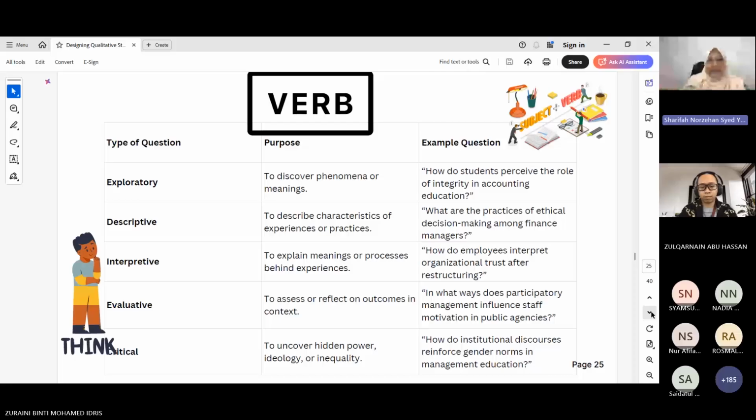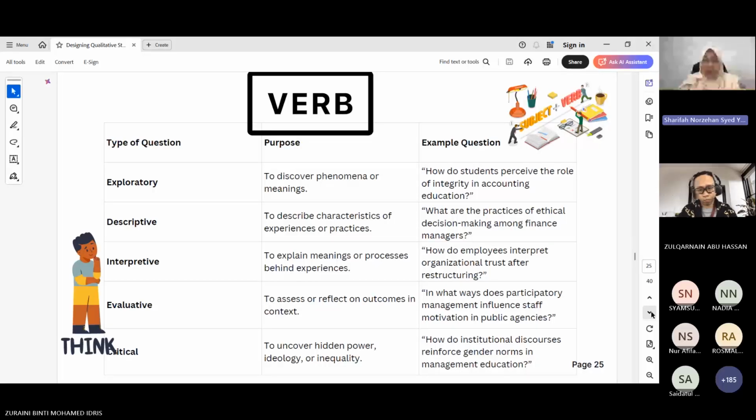These are some of those examples. Exploratory is to discover phenomena or meanings, and an example question is: how do students perceive the role of integrity in accounting education? So these are some examples of the research objective and the kind of research questions that you are coming up with. I hope this helps.